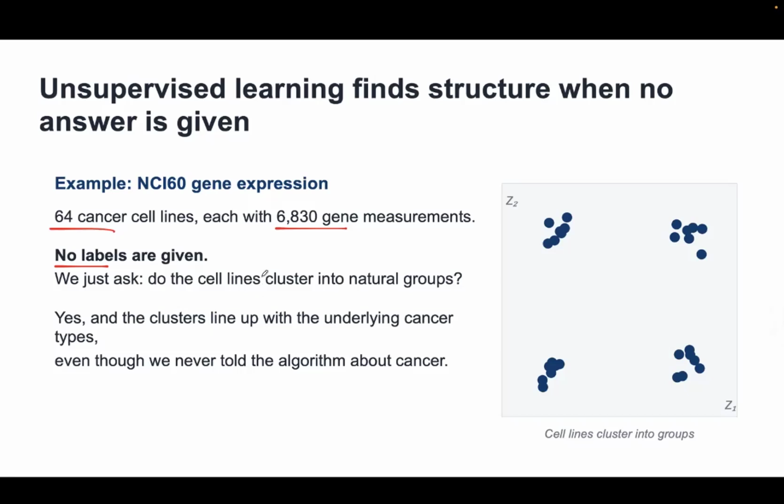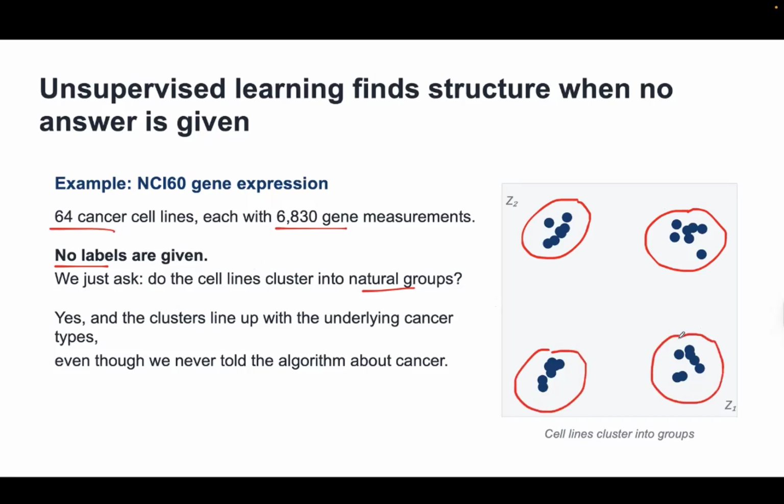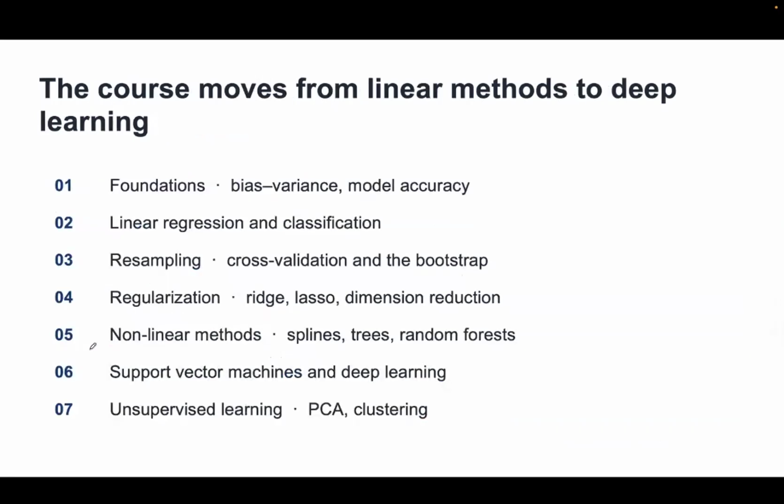We can ask just a simple question. Do these cell lines fall into natural groups? I'd like you to look at the plot on the right and focus. Yes, they actually do fall into separate categories, 4 clear clusters to be specific. And here's the cool part. When scientists checked, those clusters matched the real cancer types. The algorithm found real biology without being told anything. And that's the magic of unsupervised learning.